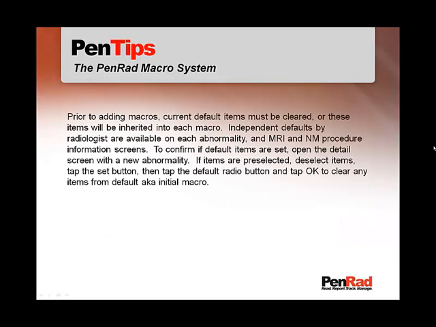Prior to adding macros, current default items must be cleared or these items will be inherited into each macro. Independent defaults by radiologist are available on each abnormality and MRI and nuclear medicine procedure information screens. To confirm if default items are set, open the Detail screen with a new abnormality. If items are pre-selected, deselect them and tap the Set button. Then tap the default radio button and tap OK to clear any items from the default, aka initial macro.